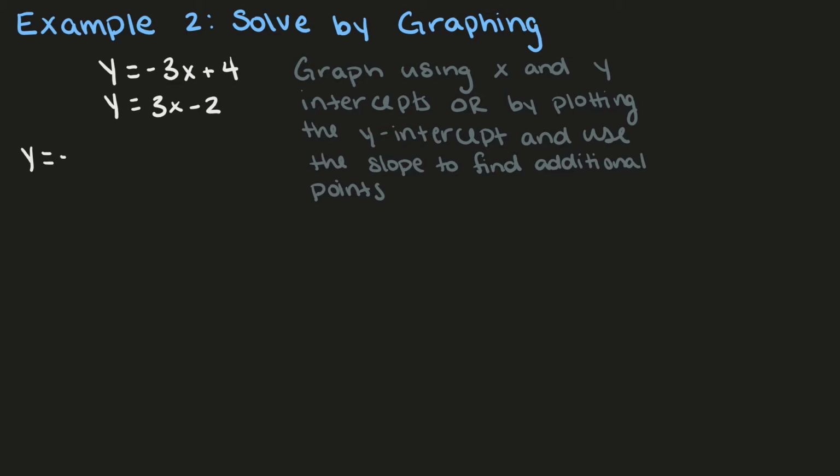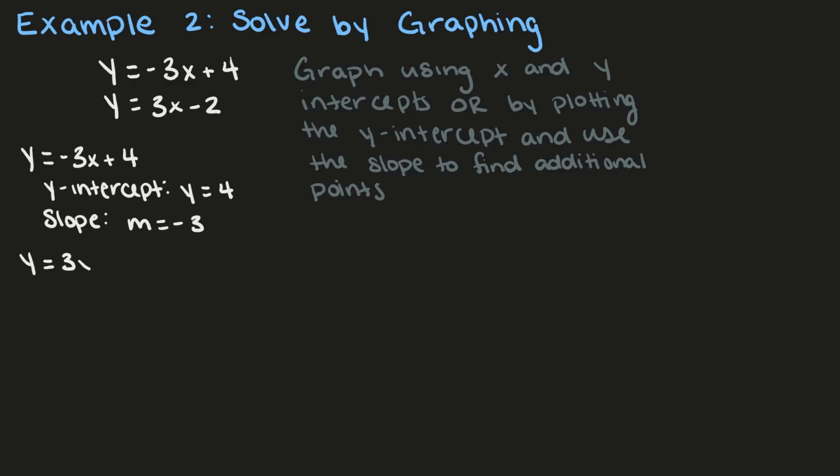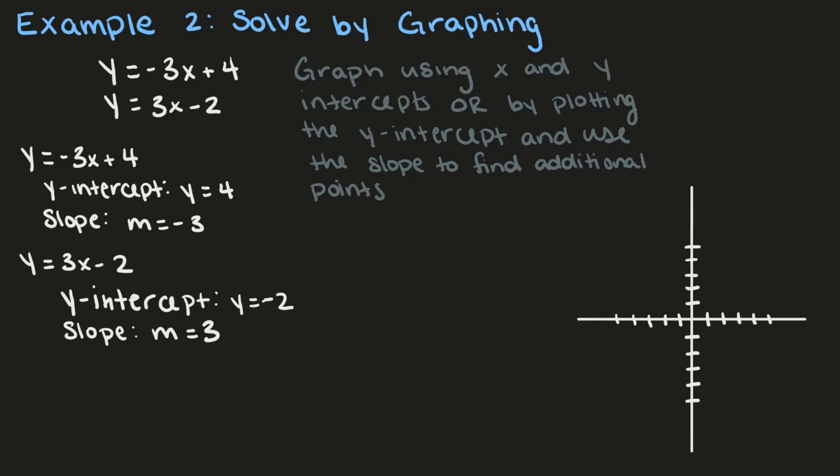For our first equation, our y-intercept is y equals 4, and our slope is -3. For our second equation, our y-intercept is y equals -2, and our slope is 3. Let's plot these lines, and where they intersect is our solution.